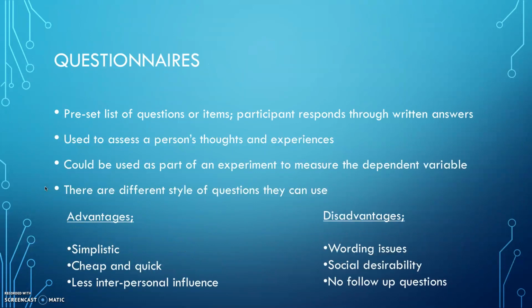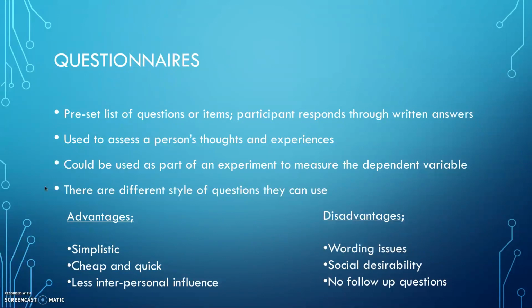Okay, so now we move on to questionnaires. These involve a preset list of questions or items to which the participant responds through written answers. They're used to assess a person's thoughts and experiences. Questionnaires could be used as part of an experiment to measure the dependent variable, and there are different styles of question they can use. So these could be open and closed questions.